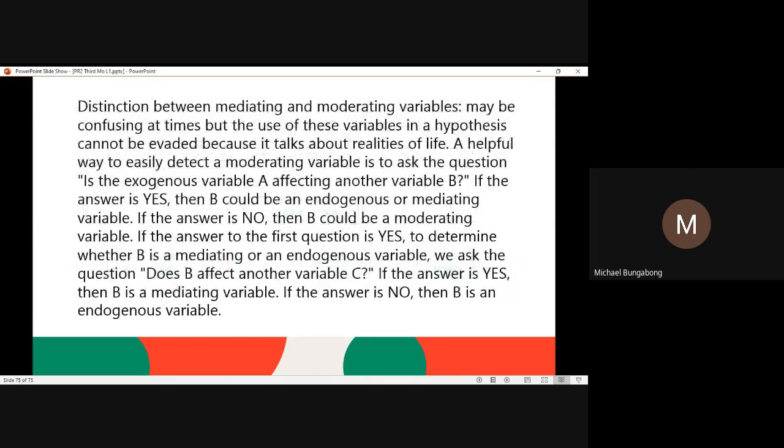So distinction between mediating, para hindi tayo malito, and moderating variables, class, may be confusing at times, right? I understand where you're coming from, no? That's why I'm explaining something in the simplest way so that we can easily understand the process. But the use of these variables, class, in hypothesis cannot be evaded, no? Hindi natin maiiwasan yan talaga because it talks about realities of life, no? And research is not a fantasy. It really happens. So that's why I ask you to have your title kung ano yung kailangan natin, no?